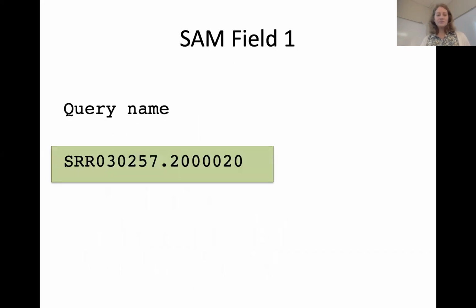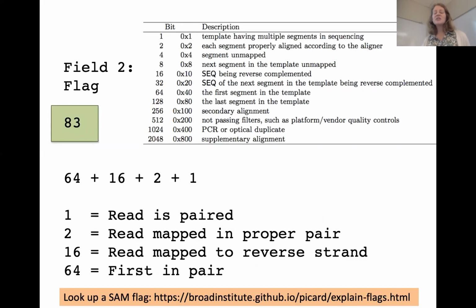So the very first thing on the line is the query name. This would usually be whatever unique set of alphanumeric symbols have been assigned to your query. The next field is called a flag. The flag has so much important information in it, but it's kind of hard to decipher. There is a mathematical way to decipher it, but I'm not going to go through that because I don't think it's worth the time in this class. But if you have a flag and you're trying to figure out what it means, you can go to this nifty website, type in the flag, and it'll just tell you what it means.